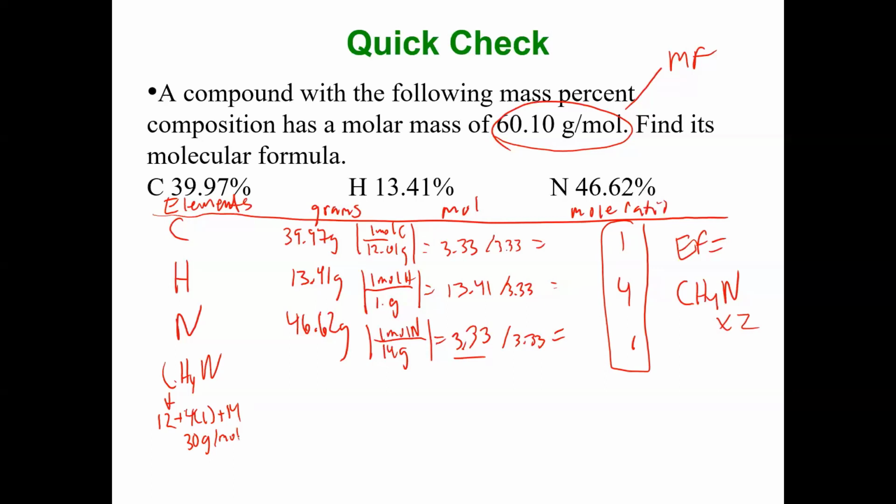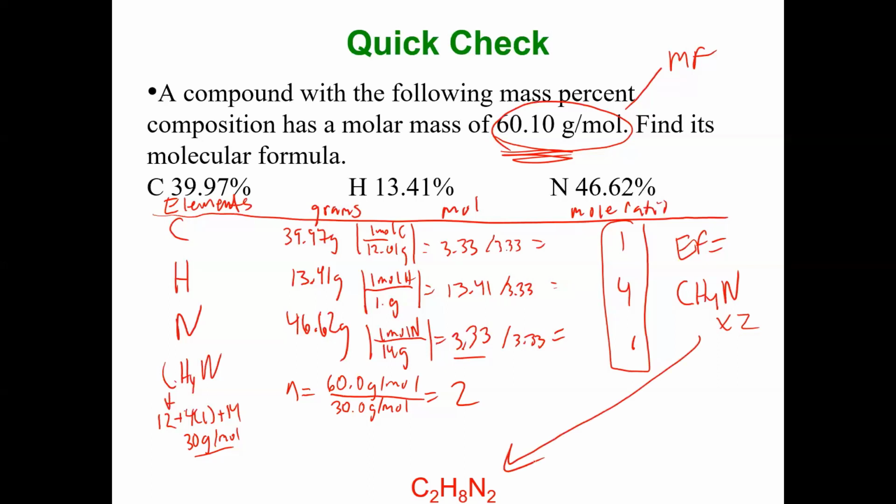So now I just need to figure out N. N is the molar mass of the compound, which was 60 grams per mole, divided by the empirical formula's molar mass, which was 30 grams per mole. So N is 2. So I'm going to multiply this formula by 2, and I'm going to end up getting C2H8N2. And that is my molecular formula. We could see that it makes sense that this is the simplest formula because we would divide that by 2 to get it.